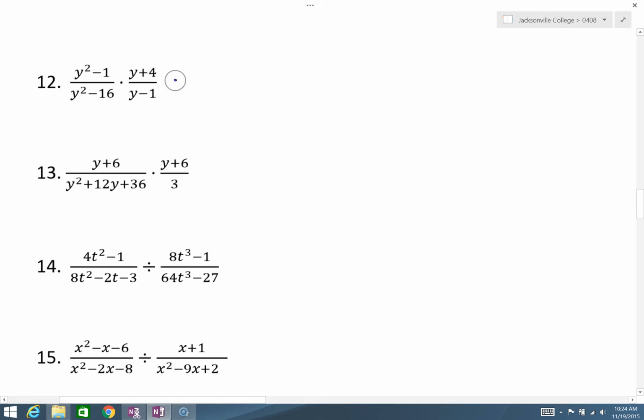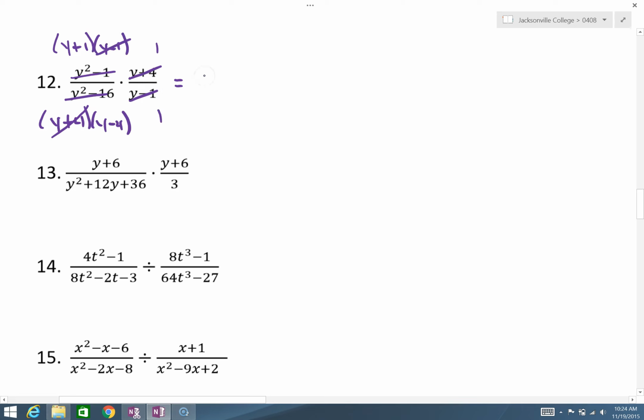Okay, the first thing I want to see is this is a difference of two squares. This y squared minus 1, I can factor that as y plus 1, y minus 1. And this y squared minus 16 will factor as y plus 4, y minus 4. Now we're ready to do some canceling, some division. y plus 4 divides with y plus 4 to leave 1. y minus 1 divides with y minus 1 again to leave 1.